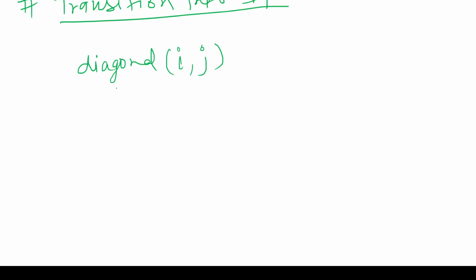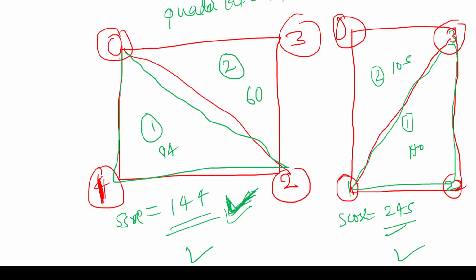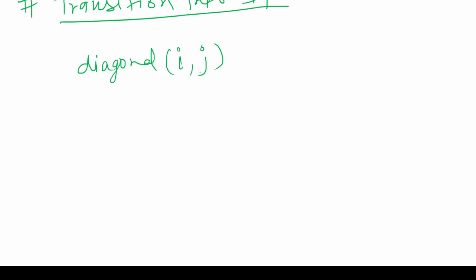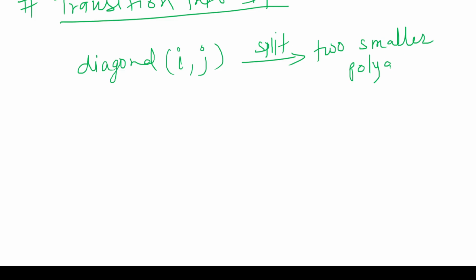Whenever we draw the diagonal, let's call i and j, we split the polygon into two smaller polygons, right? You have seen if we take the diagonal 0, 2, we have split 1 and 2, then we have split here also like this. So whenever we draw one, there is a possibility that we will split it into two smaller polygons, right? What is the smaller polygon?